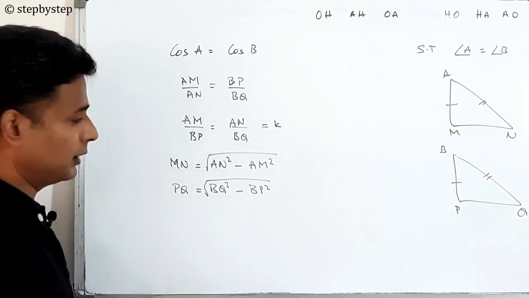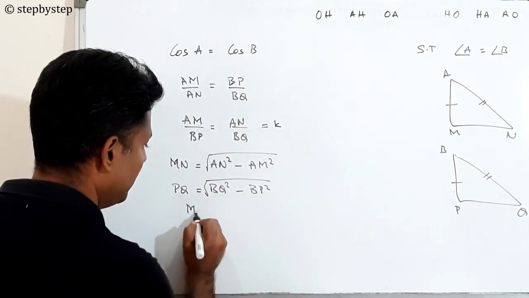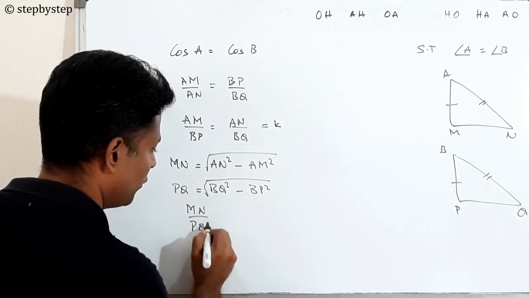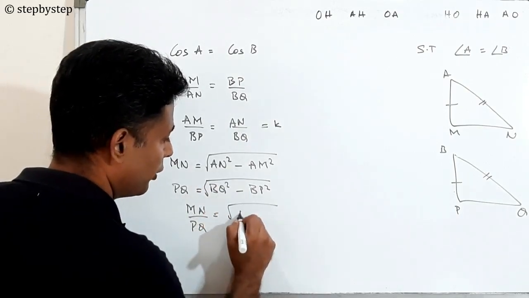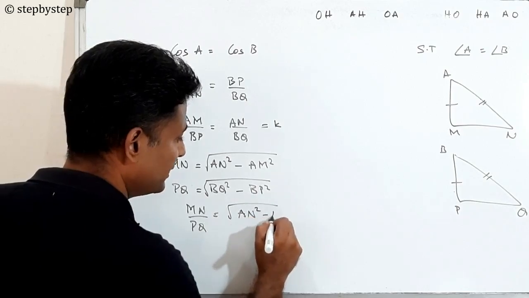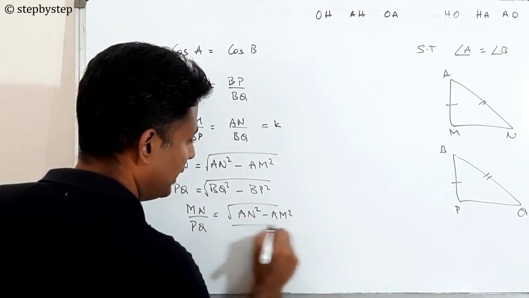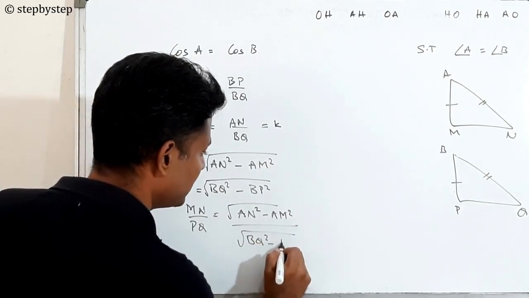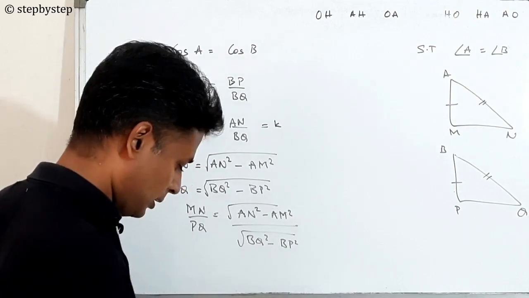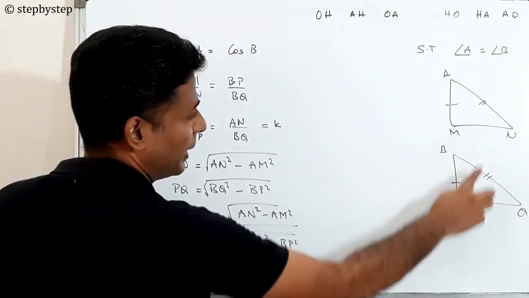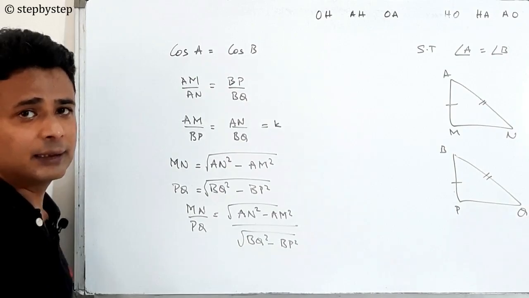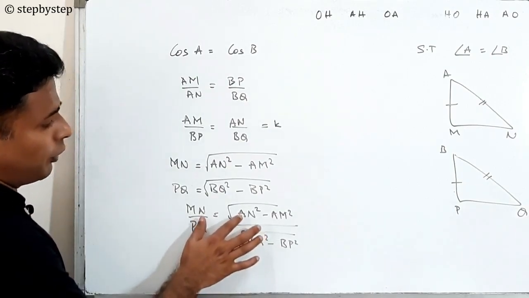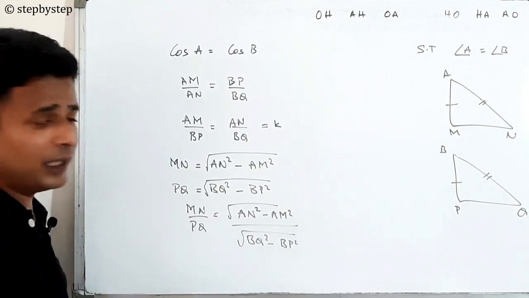Root of the whole thing. Now MN by PQ, what will it be equal to? Root of AN square minus AM square by root of BQ square minus BP square. So we got the third side, this by this equal to this by this. Now I'll substitute for the first thing. I'll substitute in different terms.